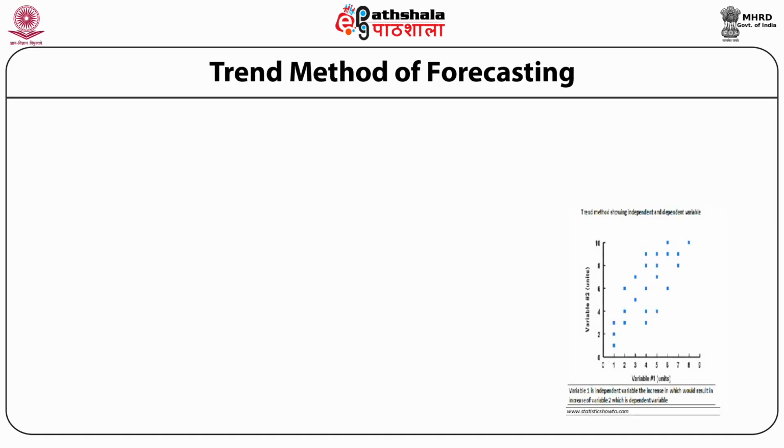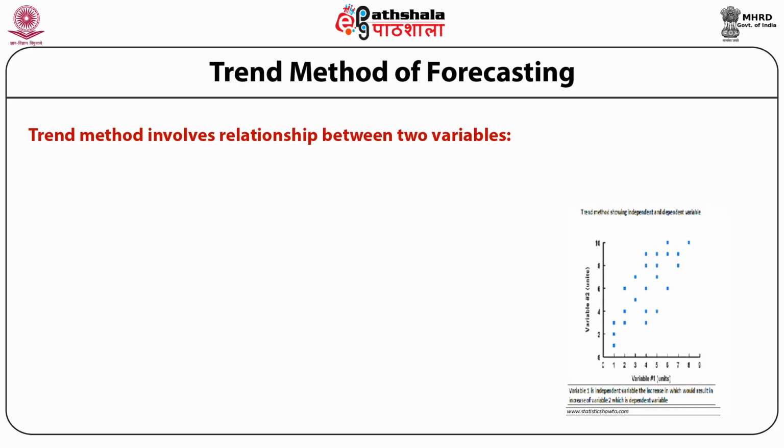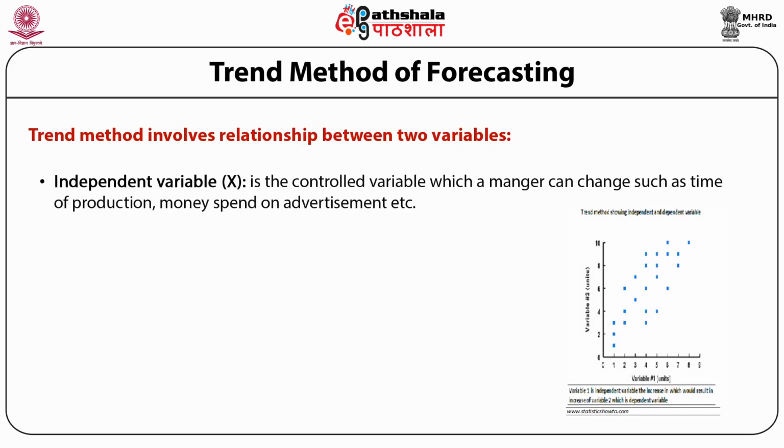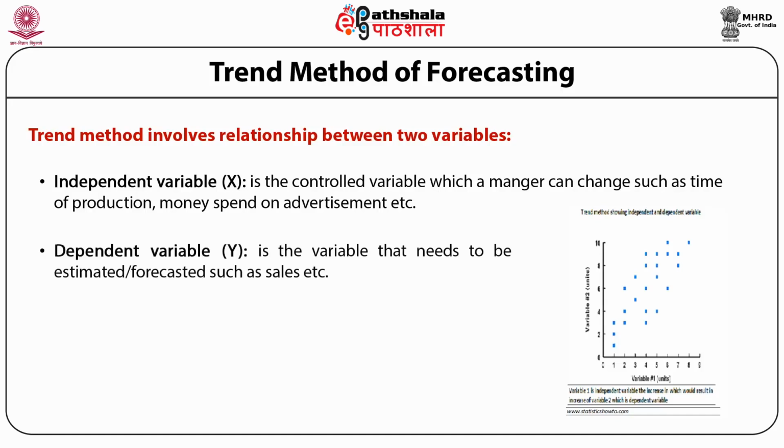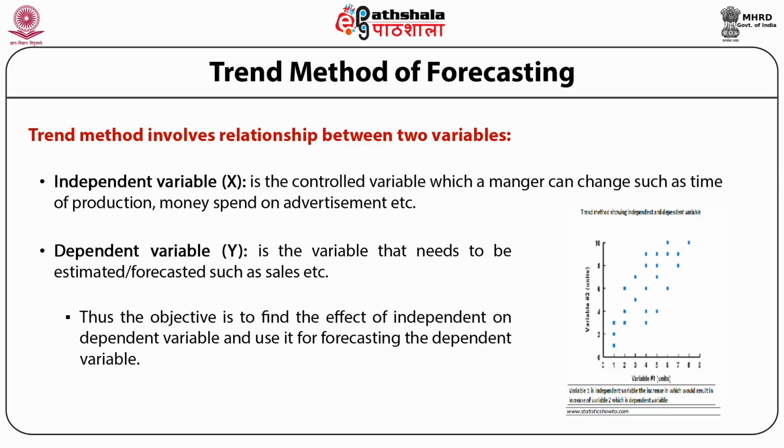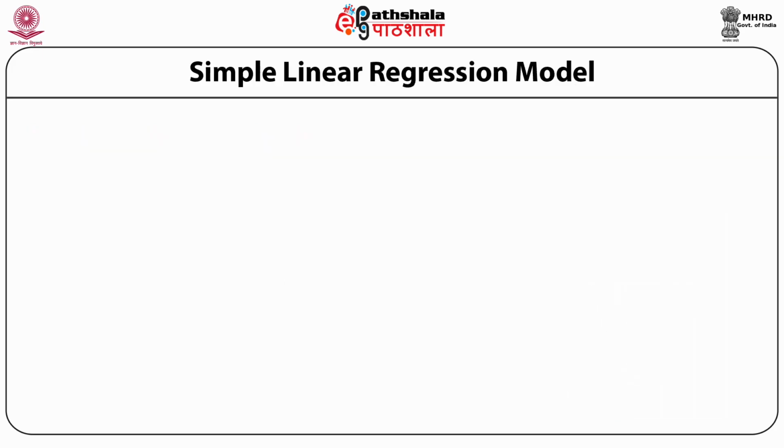The following slide explains the trend method of forecasting. Trend method involves relationship between two variables. Firstly, independent variable, which is designated as X, is the controlled variable which a manager can change, such as time of production, money spent on advertisement, etc. Other variable, that is dependent variable, which is designated as Y, is the variable that needs to be estimated or forecasted, such as sales, etc. Thus, the objective is to find the effect of independent on dependent variable and use it for forecasting the dependent variable. The quantitative method of forecasting a demand, which shows a trend variation, is called as simple linear regression model.